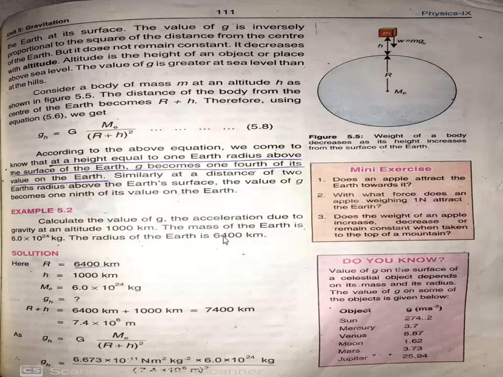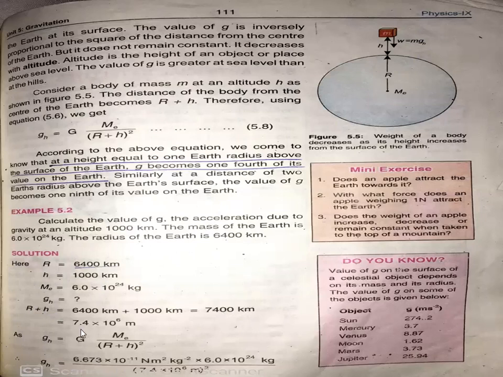R in this case, capital R, is 6400 kilometers, which is given to me, and the mass of the Earth is also given to me, 6 × 10²⁴. If you don't know, we derived it when we did the mass of the Earth. Height is 1000 kilometers. The body is lying at 1000 kilometers from the surface of the Earth. I will add radius plus h, so it will be 7400 kilometers.